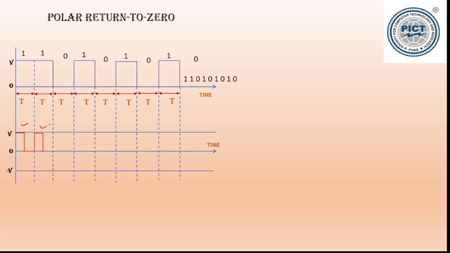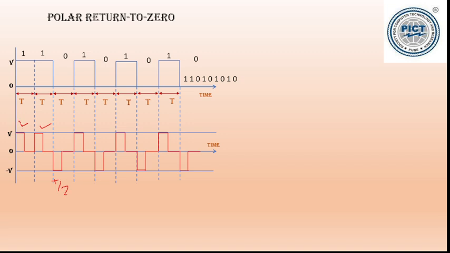This is again plus Z, and it is drawn here. Okay. 0 will be represented by this negative pulse here, that is minus V. Again plus V, minus V, plus V, minus V, plus V, and minus V. So 0 is represented by minus V pulse. This pulse will be represented for half the period, that is T by 2 period here only. This is for T by 2.